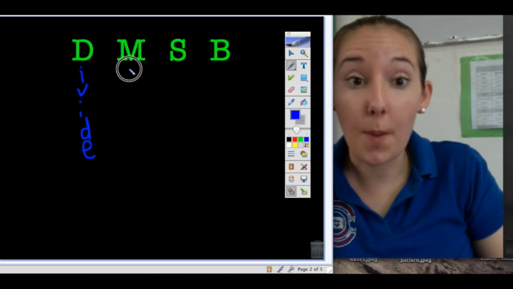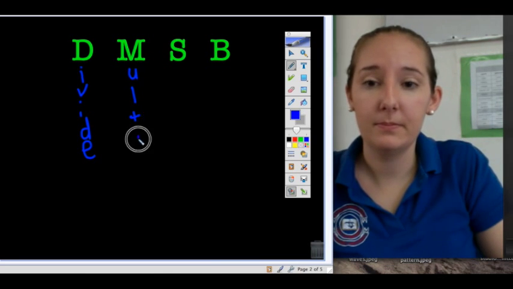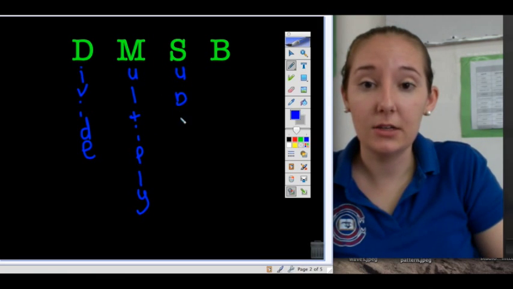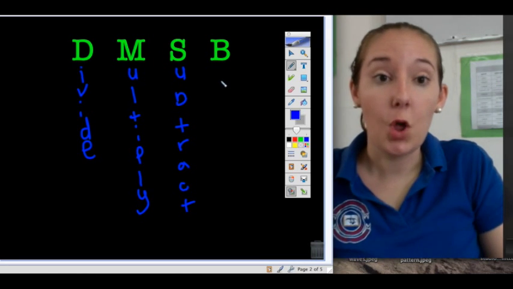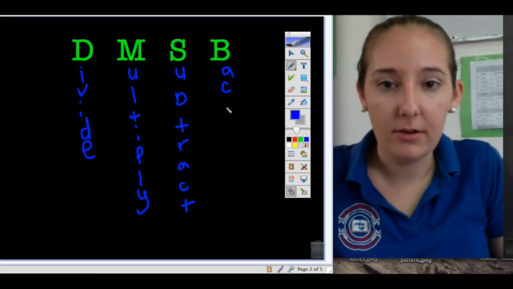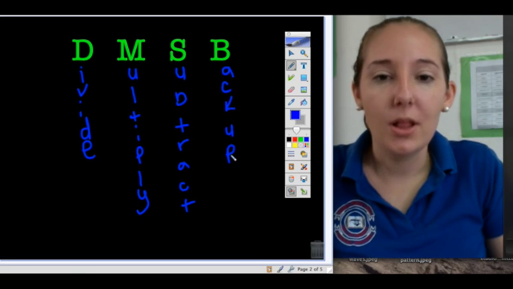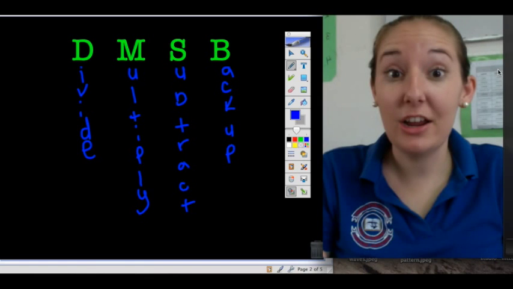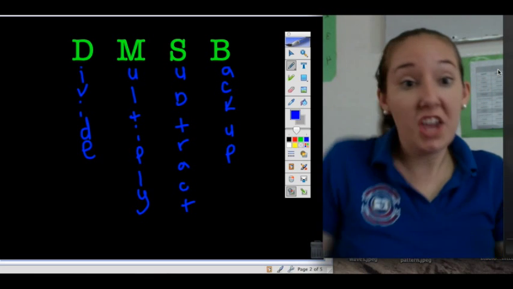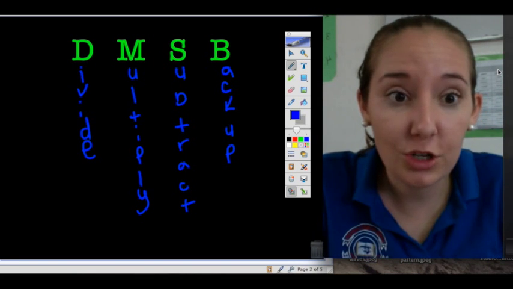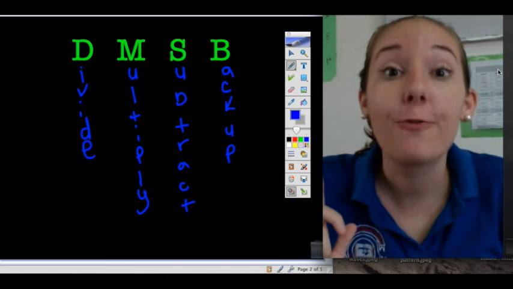The M stands for multiply. The S stands for subtract. And the B stands for bring down, or what I like to refer to as back up. You know, when you're playing a military game, or watching one of those movies with the police officers and they're like, we can't handle them, there's too many, we need backup, backup, backup, okay? That's what we're gonna do when we divide. We're gonna have to call for backup, all right?